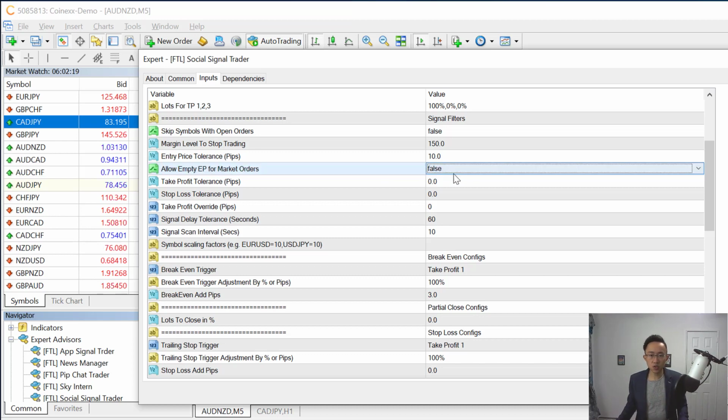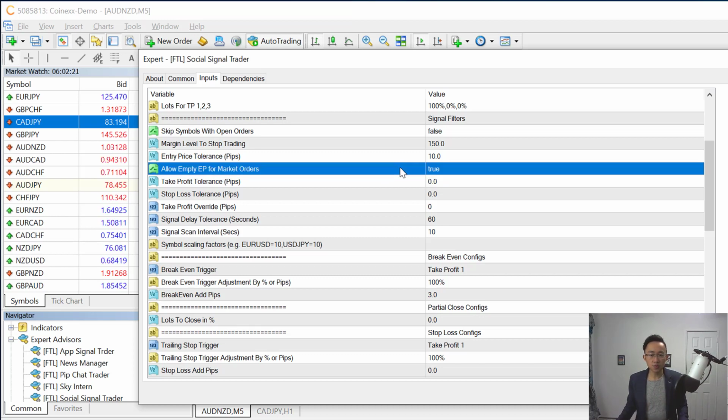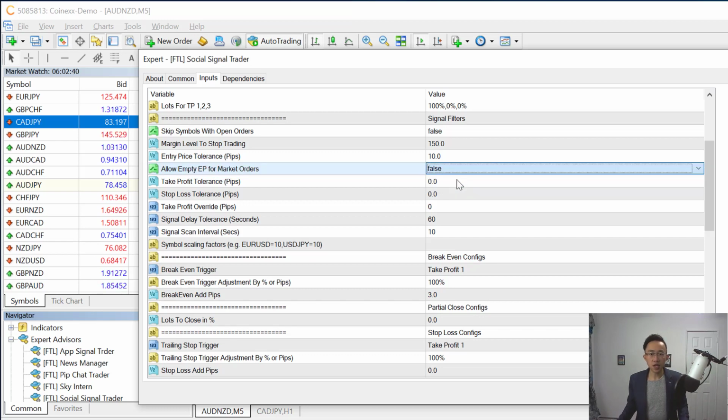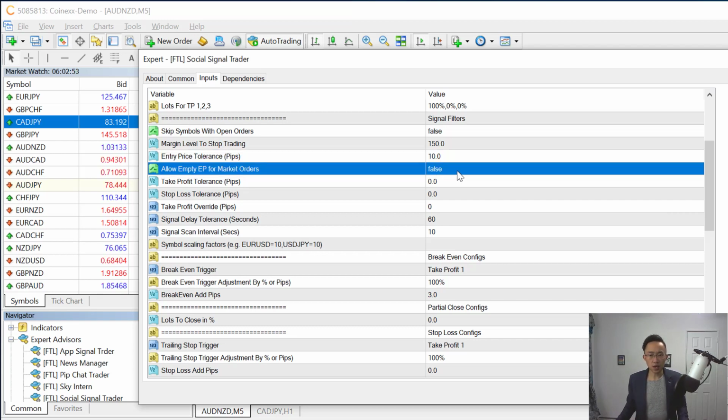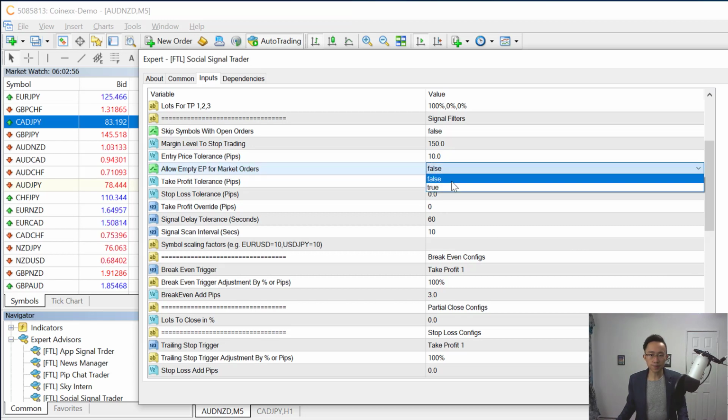I set it to true just so that we don't filter out too many signals, right? So we allow empty entry price for the signal. But if you know that your trader always puts out a suggested entry price for market orders, then you want to set it to false, because if they didn't give you a suggested entry price, then the signal is probably wrong. They might have mistyped it, maybe it's not a valid signal. So it's up to you. But the default is going to be true.